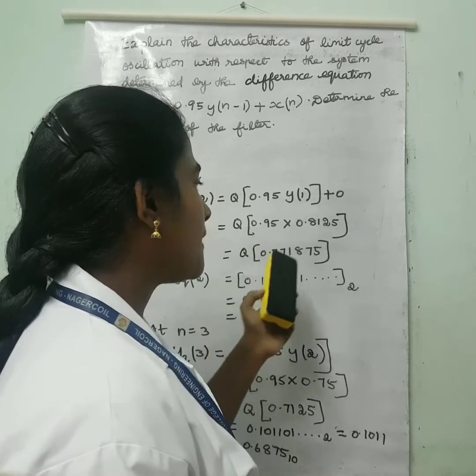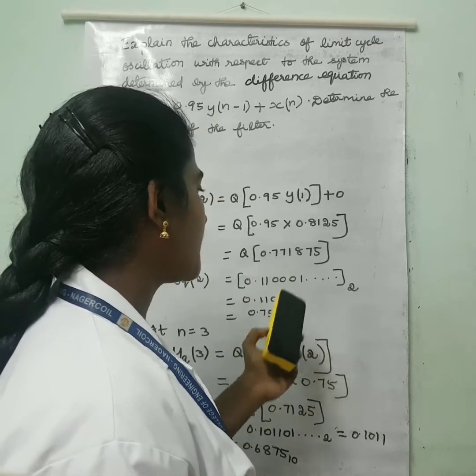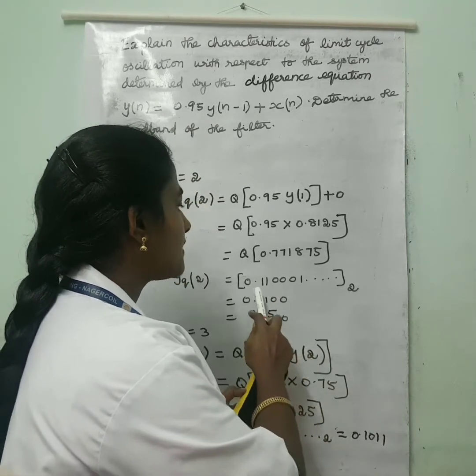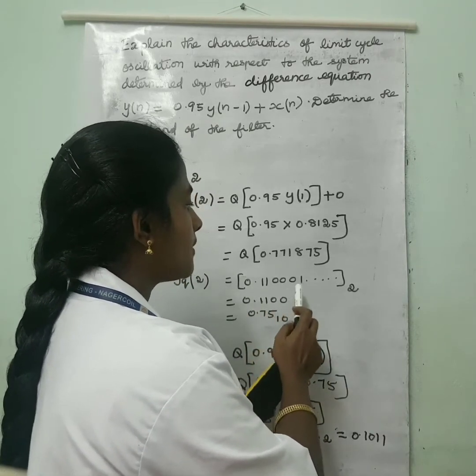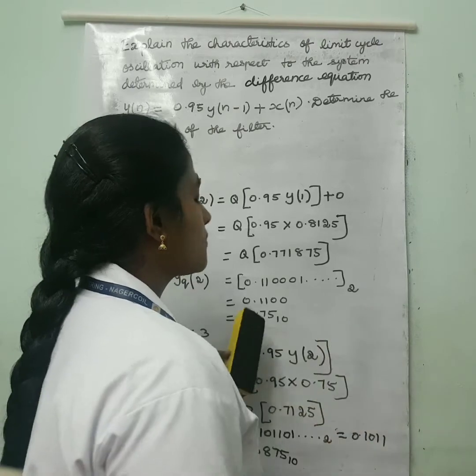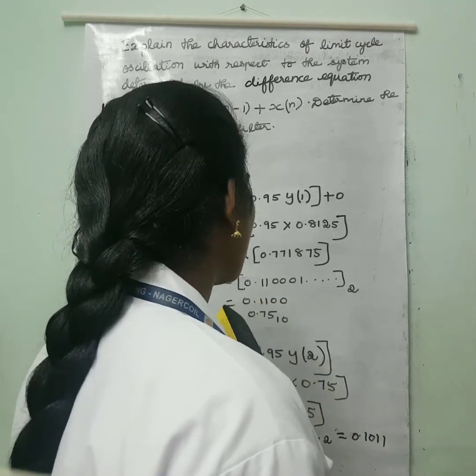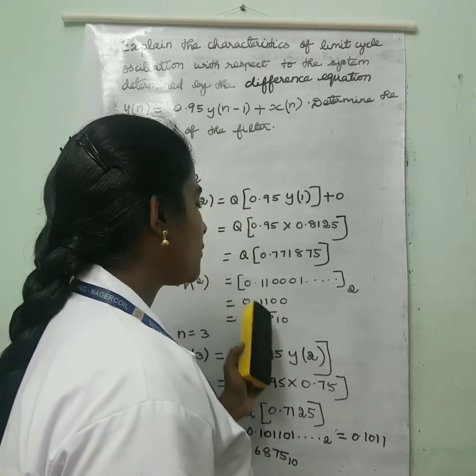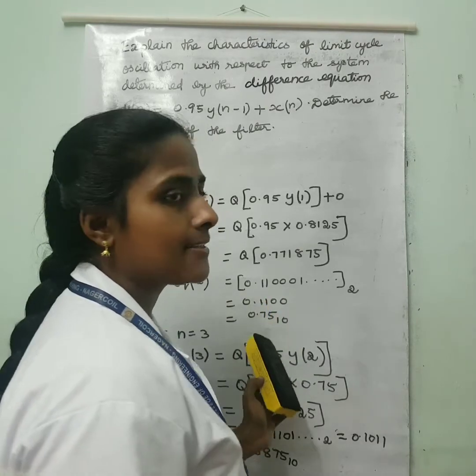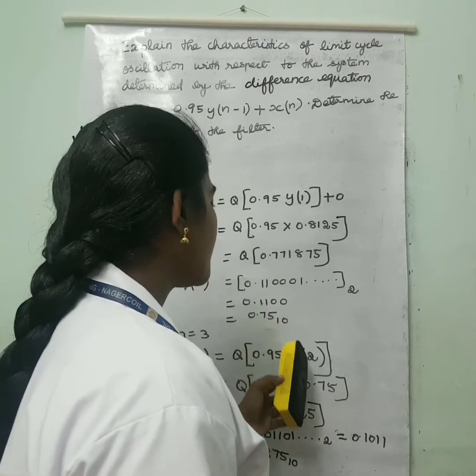So you find the binary equivalent for this value. You will get 0.110001 etc. So we have to take only 4 bits. So you will get the value 0.1100. That decimal equivalent is 0.75.